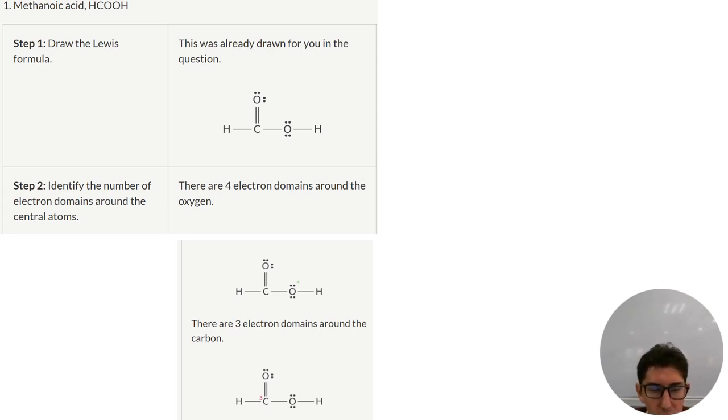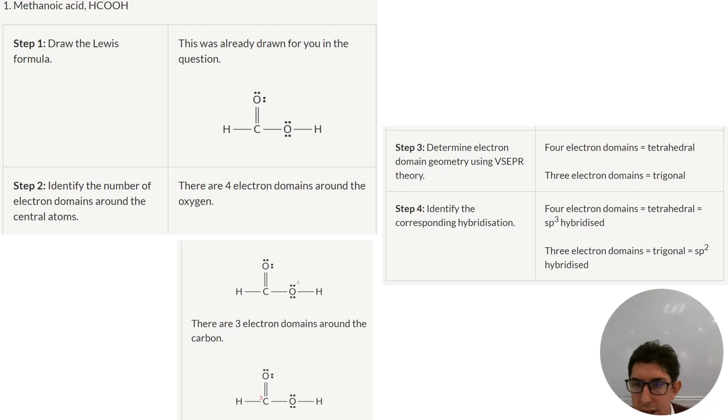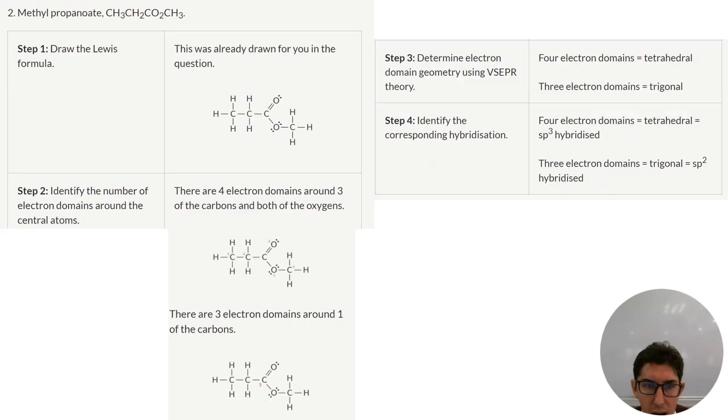We've got 2 different central atoms, and looking at oxygen first, around the oxygen you can see there's 4 electron domains. Remember, we don't care about the molecular geometry for working out if it's sp or sp3 or whatever. We care about the number of electron domains. So 4 electron domains gives us tetrahedral structure. So tetrahedral structure gives us sp3 hybridization, whereas the carbon, you can see there's 3 electron domains. 3 electron domains give us trigonal planar, which gives us sp2 hybridization.